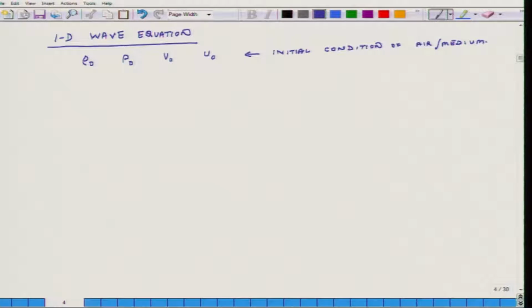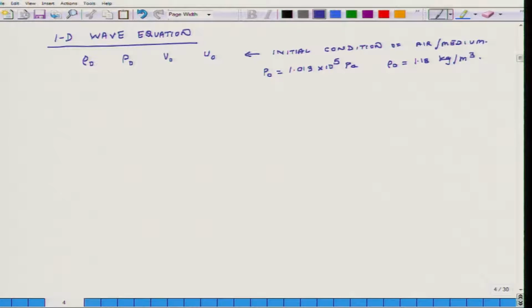At standard temperature and pressure conditions, if the medium is air, then P naught equals 1.013 times 10 to the power of 5 pascals, and the density of air is 1.18 kilograms per cubic meter.